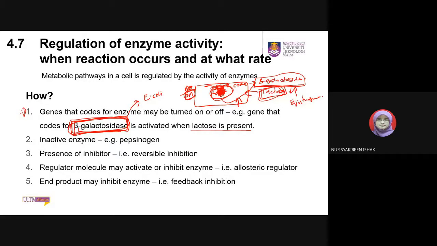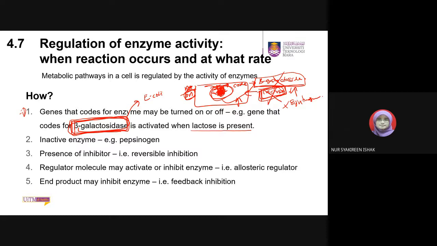Okay, but without the presence of the lactose, the gene will be turned off, not activated, and so therefore the enzyme beta-galactosidase cannot be synthesized. Okay, itu maksud dia. So the synthesis applies to all situations.